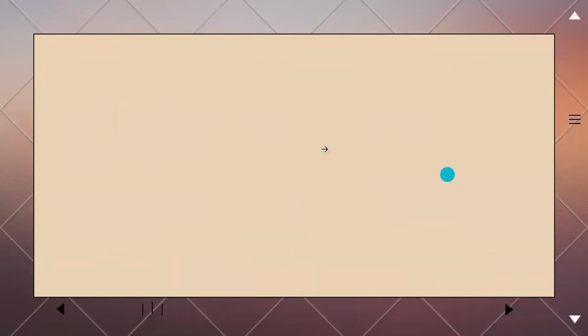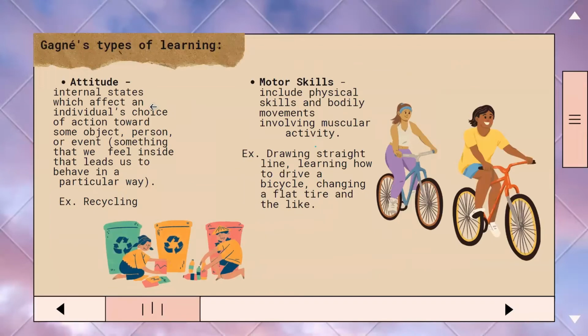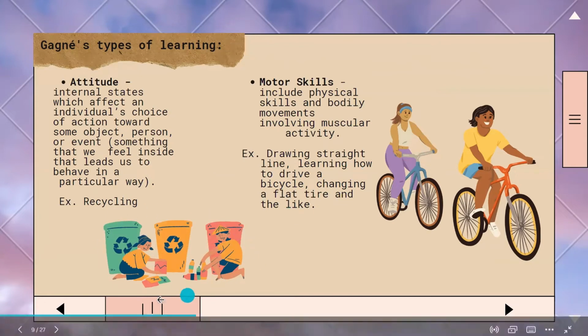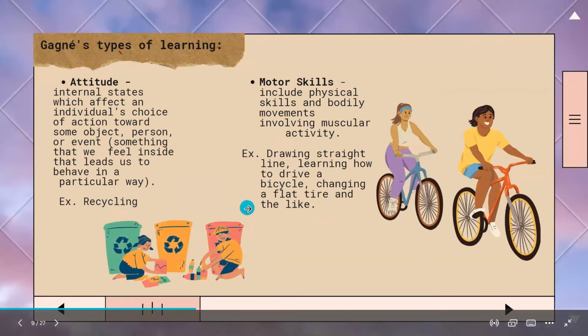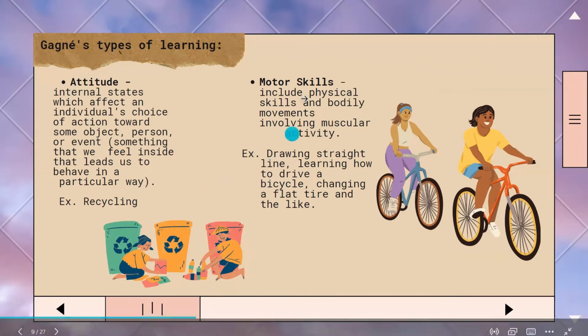Next is the attitude. As we all know, attitude is an internal state which affects an individual's choice of action towards some object, person, or event. Something that we feel inside that leads us to behave in a particular way, like the picture below, which is an example of attitude. It's recycling, as we all know.